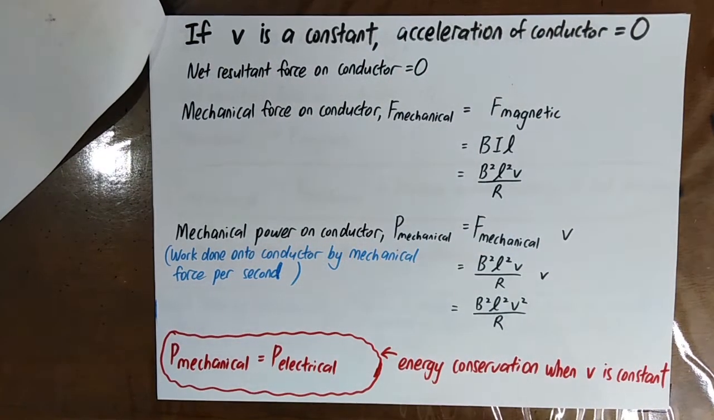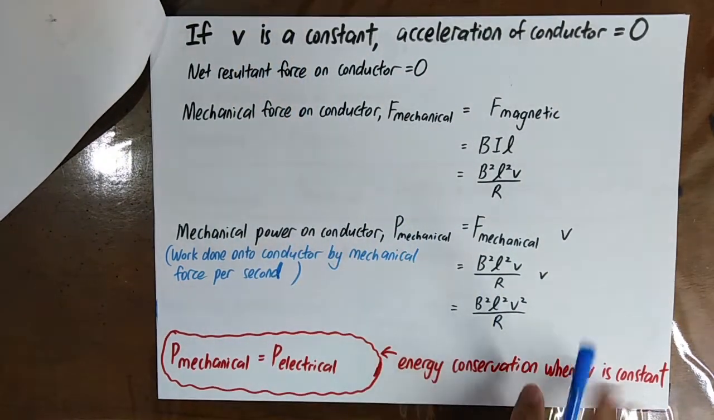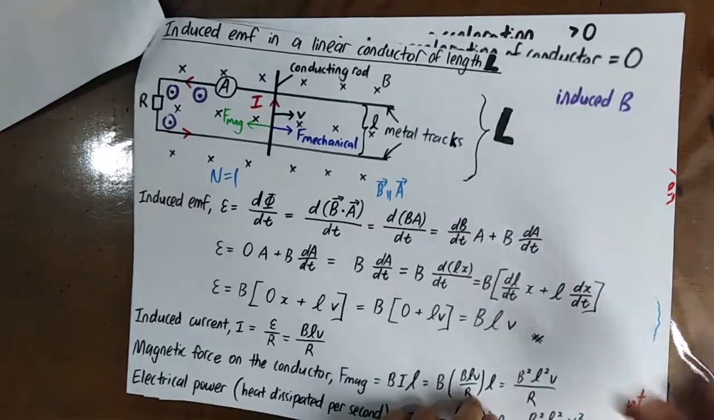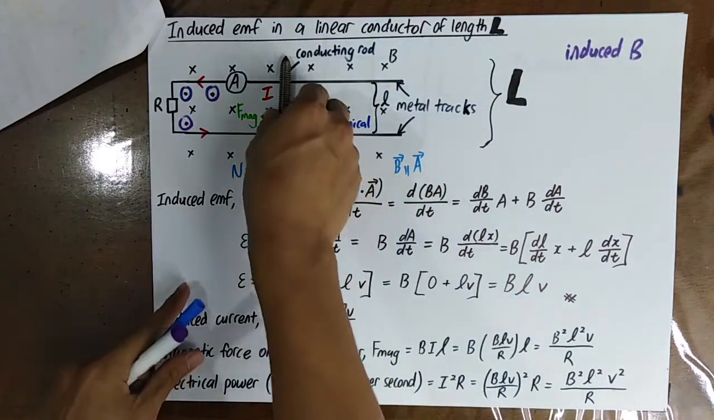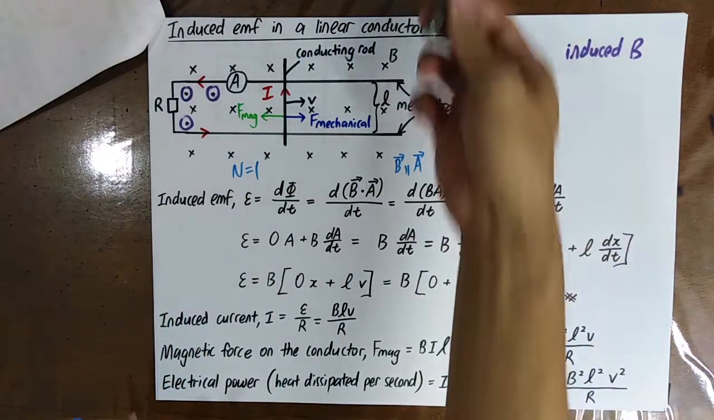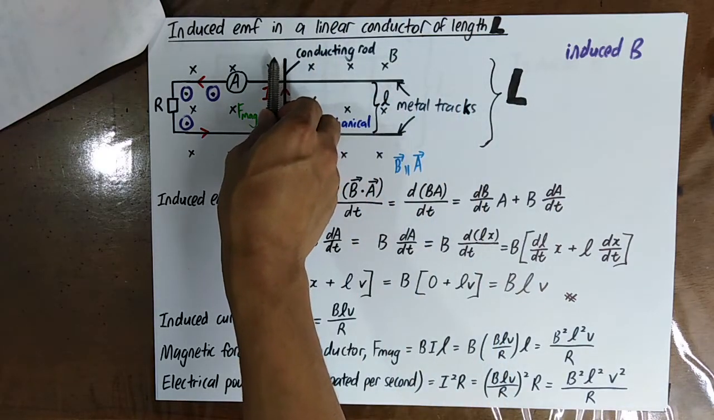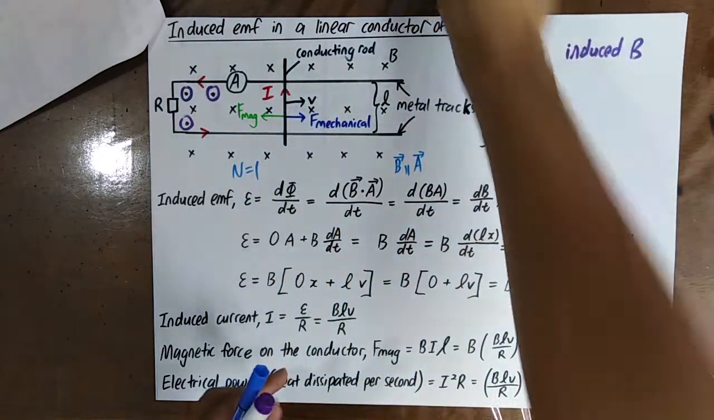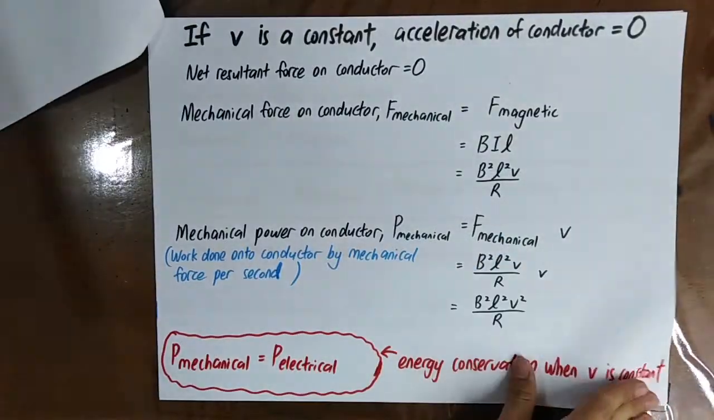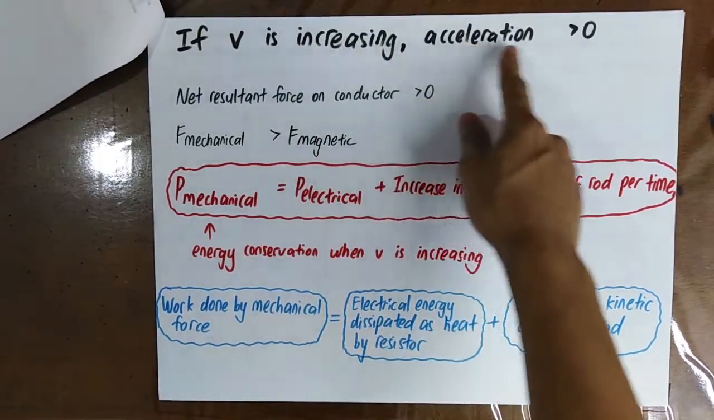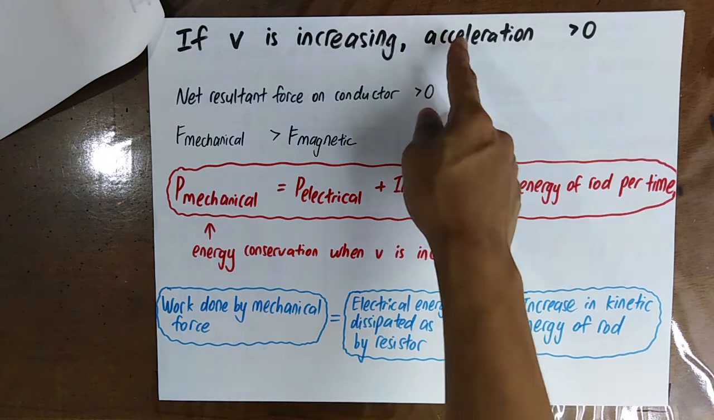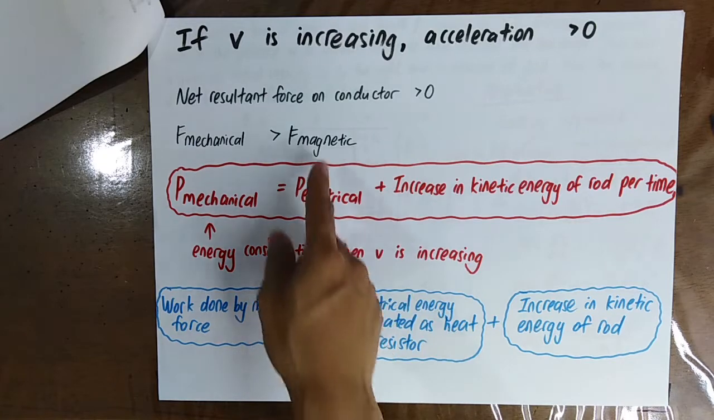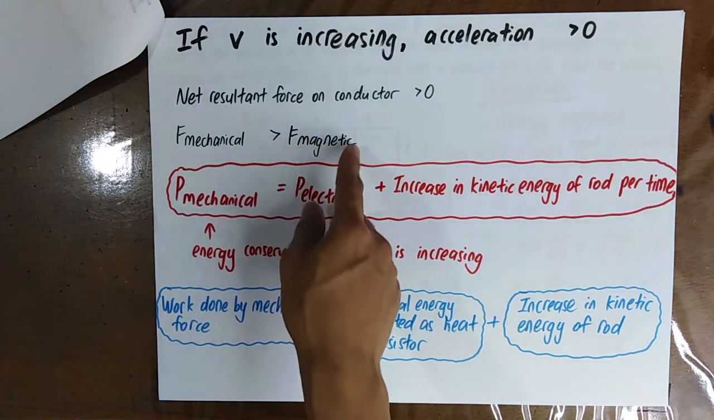But then all of these are only valid when V is a constant. For example, if you pull your conducting rod such that the velocity increases, you know that the conducting rod really experiences an acceleration, because it moves from very slow and then to very fast. So when V is increasing, the acceleration is greater than 0. So when the acceleration is greater than 0, there must be some net resultant force on the conductor. So your mechanical force is greater than the magnetic force.